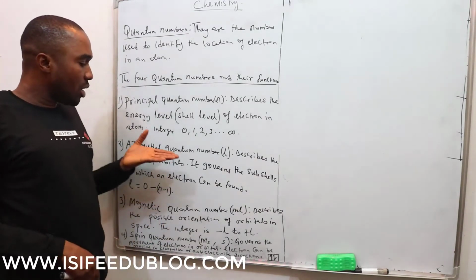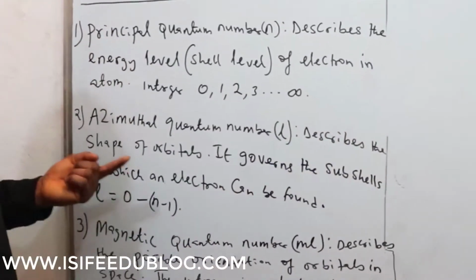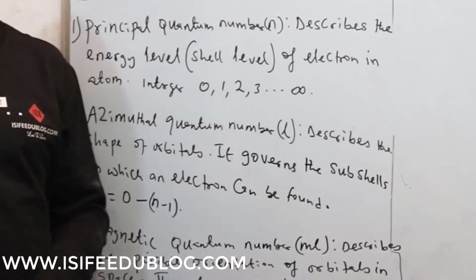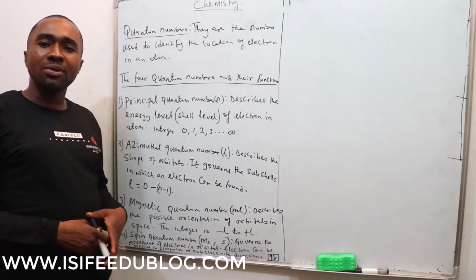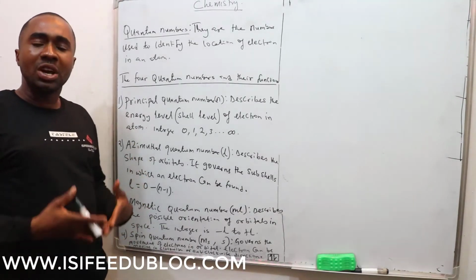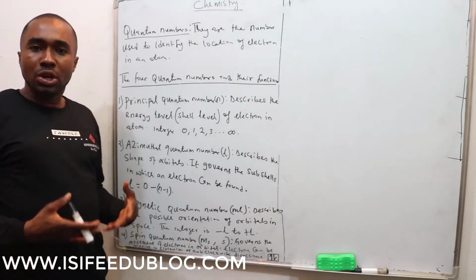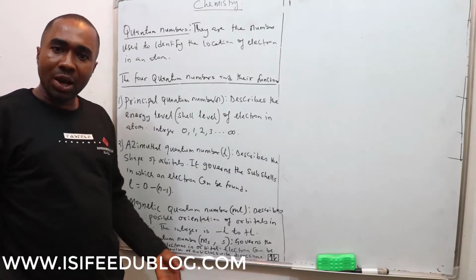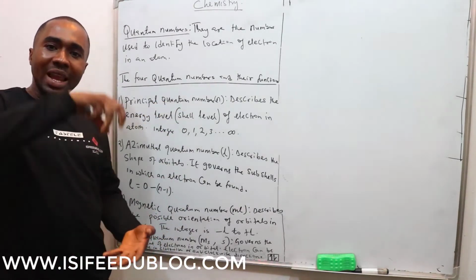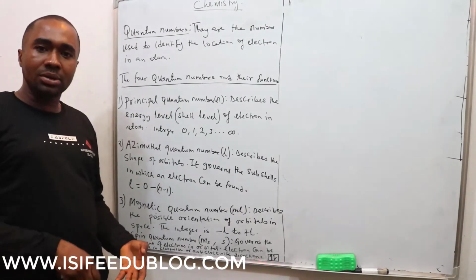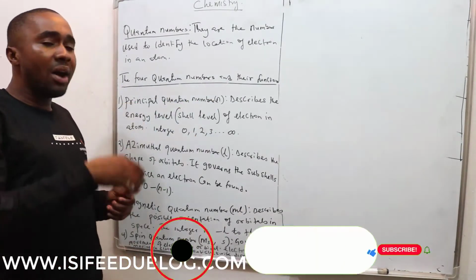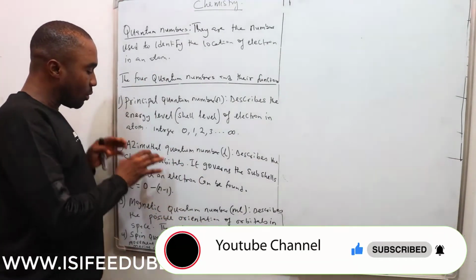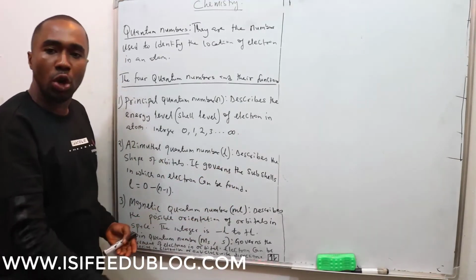Then the second quantum number, the azimuthal quantum number, describes the shape of the orbitals. That is, it governs the subshell in which an electron can be found. If I am looking for the person, I will go to Lagos. When I reach Lagos, there are so many local governments. Lagos is the main energy level, but in Lagos there are sub-energy levels, the sub-shells. The main state is Lagos, but we have local governments in Lagos. The local government is like the sub-energy level. That is the work of the azimuthal quantum number.